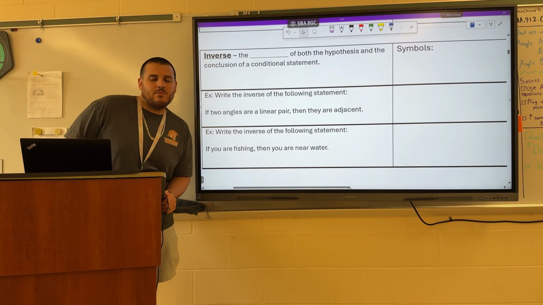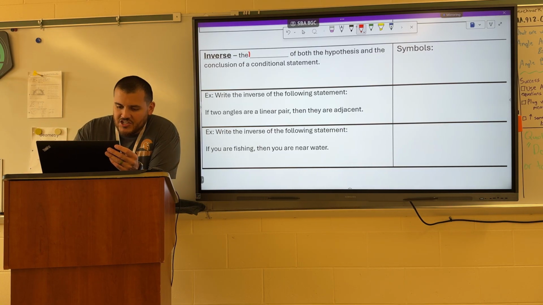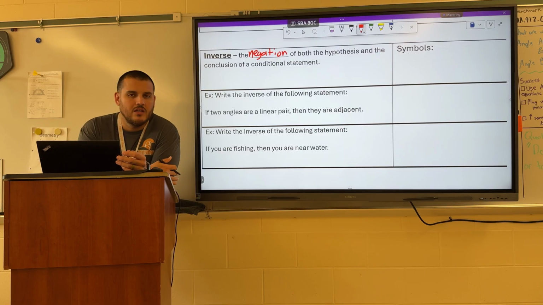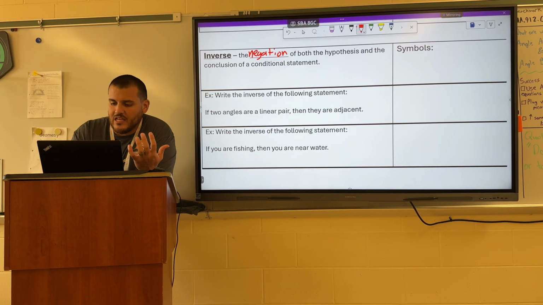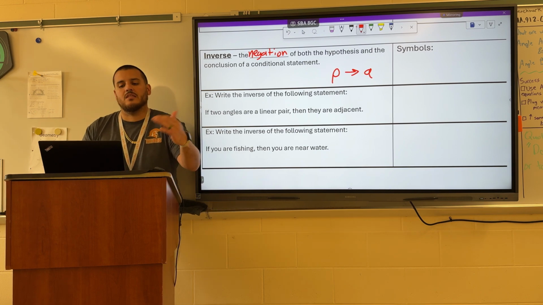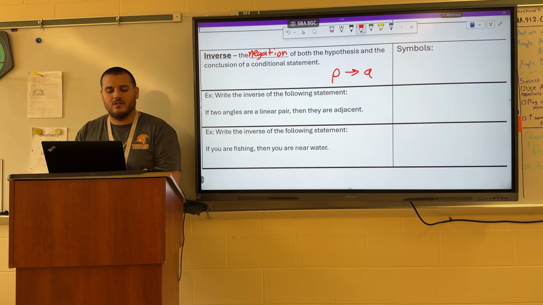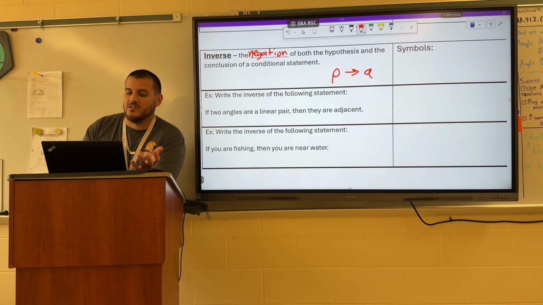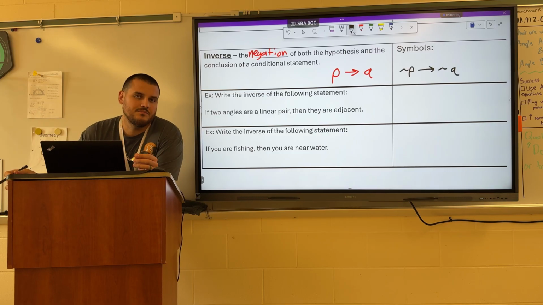The next conditional statement we need to learn about is the inverse. And the inverse is the negation of both the hypothesis and conclusion of a conditional statement. Okay, so remember, any conditional statement, we say if P, then Q. If this happens, then this happens. If hypothesis, then conclusion. The inverse would be negating both of those. So if P, then Q, if that is your statement, the inverse would be if not P, then not Q.